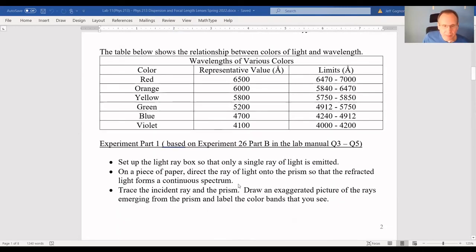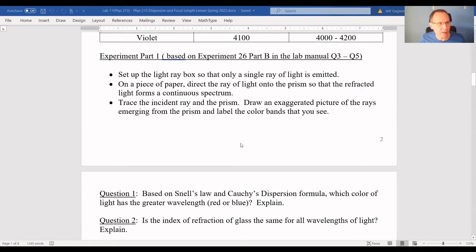In this experiment, and again, if you're watching this video because you were sick or you couldn't make lab this week, make sure you get this data and this drawing from your lab partners. Basically, you're going to take a ray box, a light ray box that emits a single ray of white light. You're going to shine it through the prism, and on a piece of paper, you're going to trace the outcoming rays of light in the different colors. You're going to exaggerate it so that we can see it more clearly. It's only a small effect, but you should see a rainbow of colors on the other side of that prism.